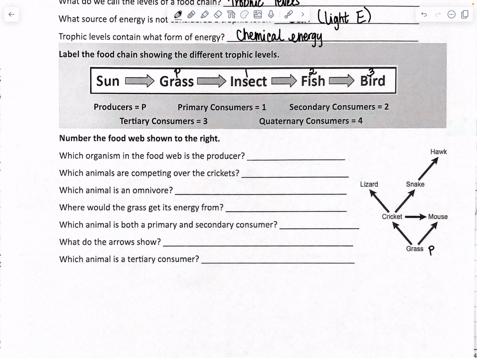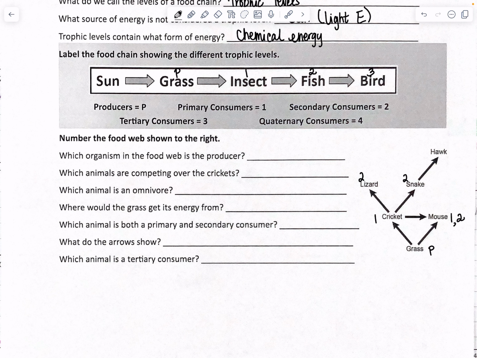So my grass is eaten by my cricket, but grass is also eaten by my mouse. So my cricket is a primary consumer, and my mouse is also a primary consumer. But note that my cricket can be eaten by my mouse as well. So the mouse can eat the grass, but the mouse can also eat the cricket, which makes the mouse also a secondary consumer. Now my cricket is eaten by a lizard. It can also be eaten by a snake, so both of those would be secondary consumers.